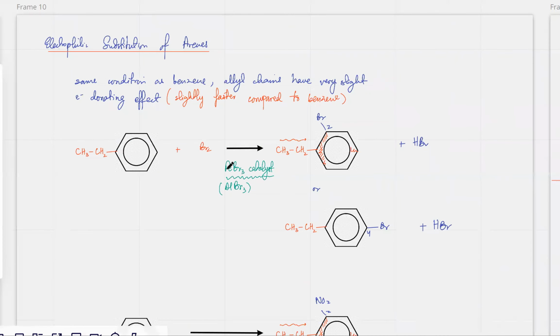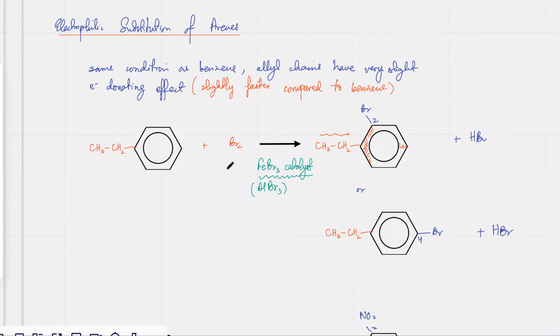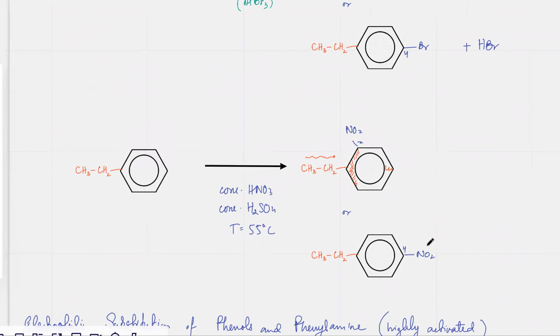So in arenes, the conditions are the same as benzene. Alkyl chains have a very slight electron donating effect, so slightly faster compared to benzene. Not much of a difference between benzene and arenes. Kind of the same as benzene, except that bromine is going to get attached at position number 2 or 4. And the same with nitration. Same conditions, just very slightly faster, and then it will get attached to position number 2 and 4.